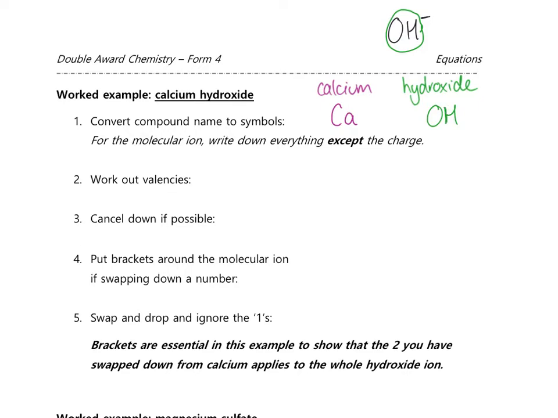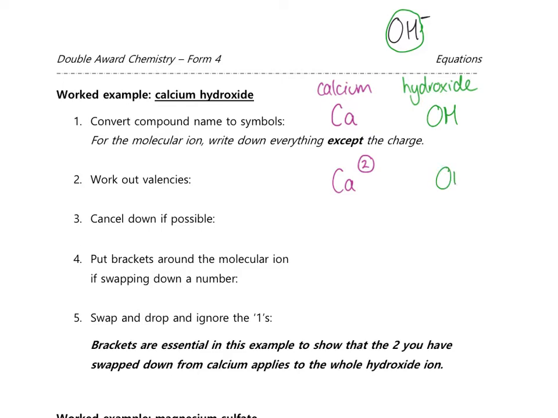Second thing is work out the valencies. So for calcium, have a look now at the front of the periodic table. So calcium is in group 2, so it has a valency of 2, just as we were doing with our slightly more simple examples last week. So make sure you can see that from the periodic table. Calcium is in group 2, so it has a valency of 2, and I write that in the top right-hand corner for my working out.